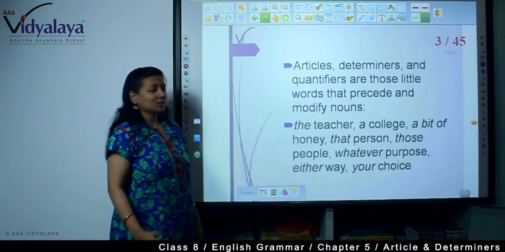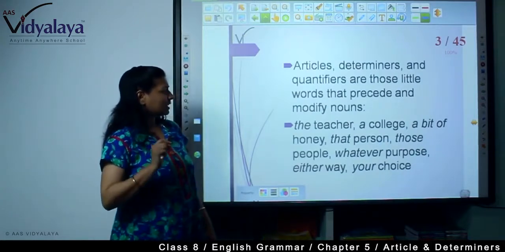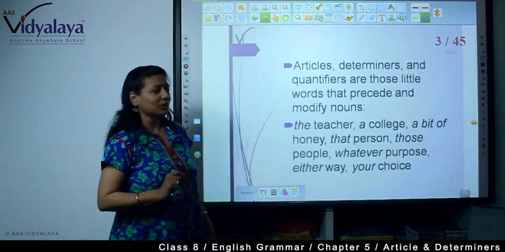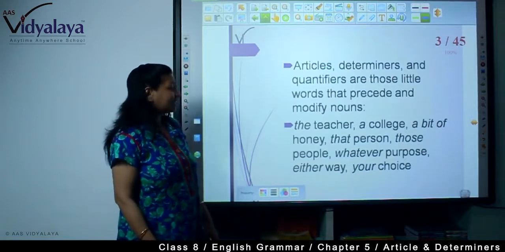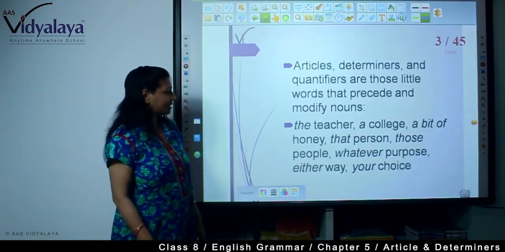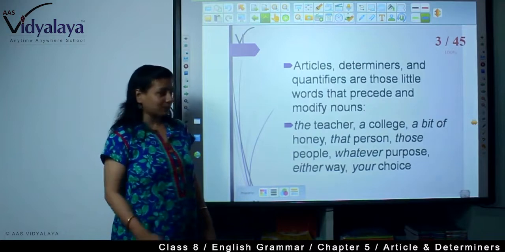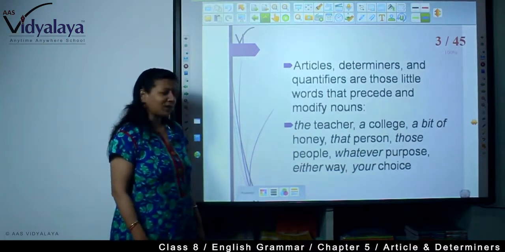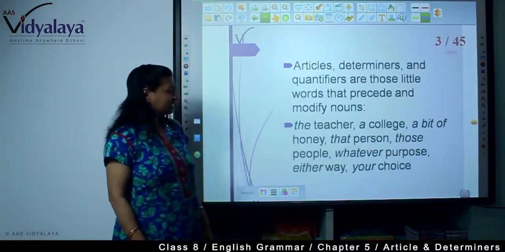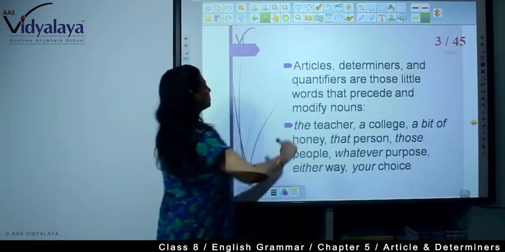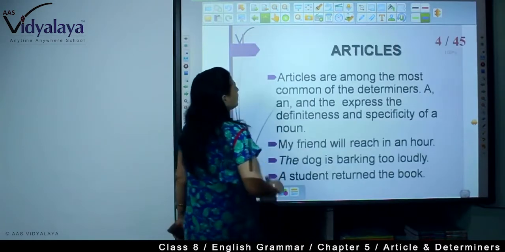Articles, determiners and quantifiers are those little words that precede and modify nouns. The teacher, a college, a bit of honey, that person, those people, whatever purposes, either way, your choice. These are the words.